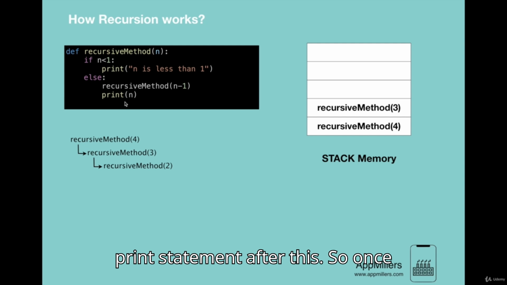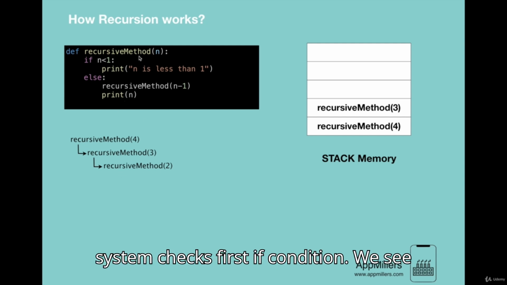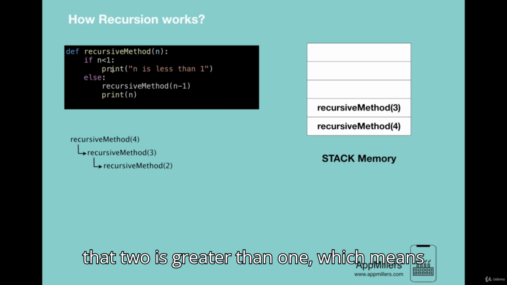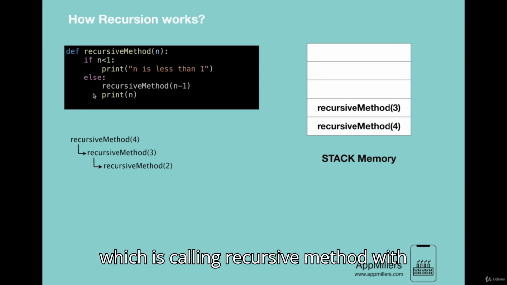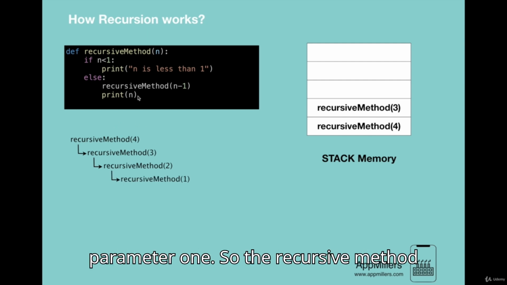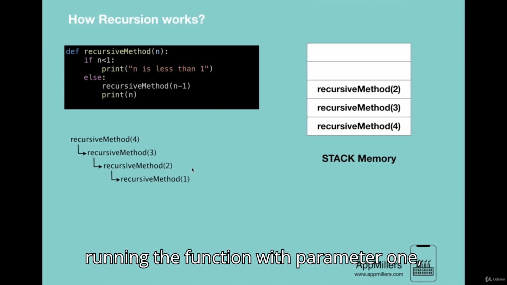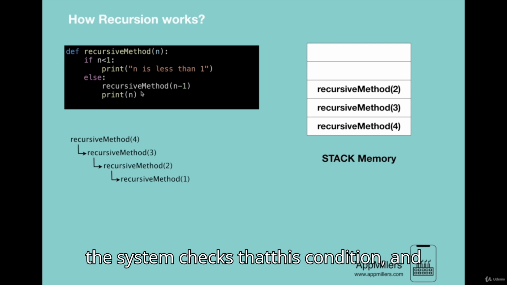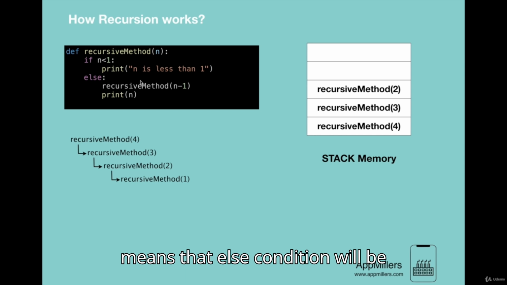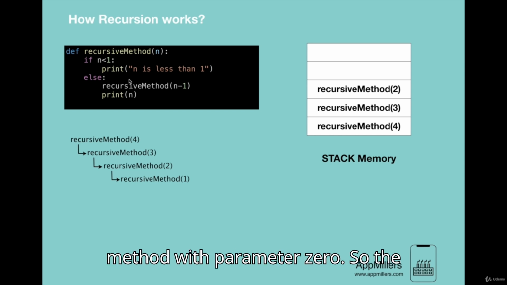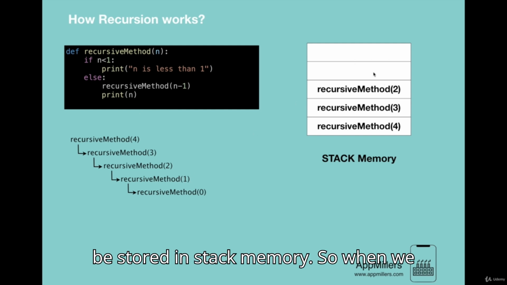after this. Once again, when running the recursive function with parameter 2, the system checks the if condition first. We see that 2 is greater than 1, which means that the else statement will be executed, which is calling the recursive method with parameter 1. So the recursive method with parameter 2 will be stored in stack memory. Once again, when we're running the function with parameter 1, the system checks this condition, and we see that 1 equals 1, so the else condition will be executed, which is calling the recursive method with parameter 0. So the recursive method with parameter 1 will be stored in stack memory.